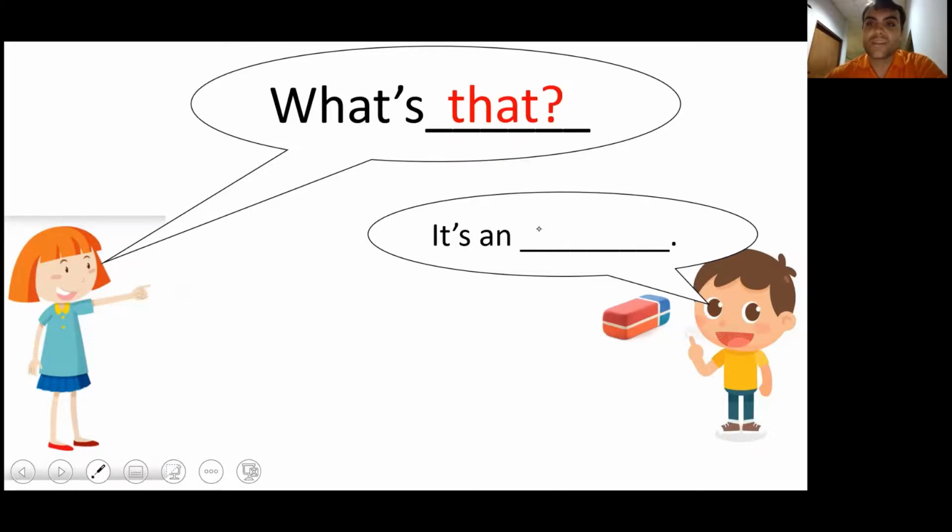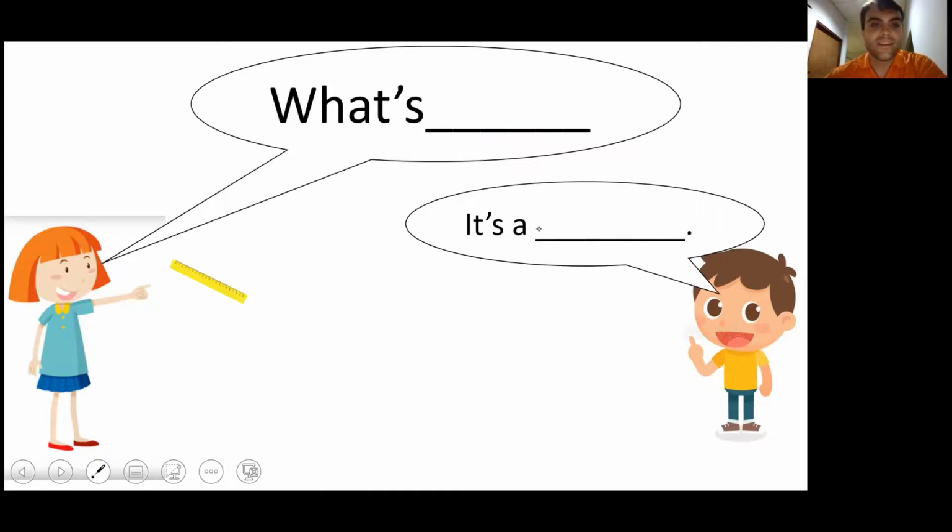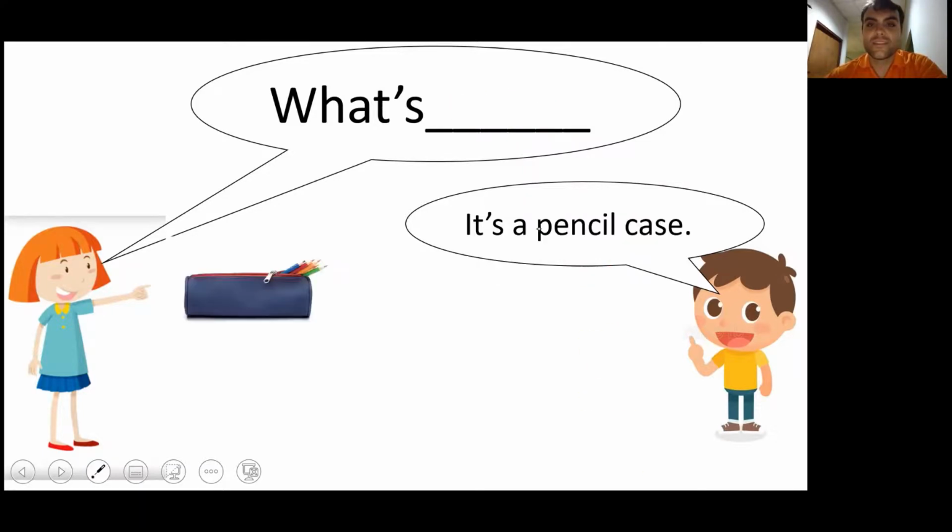Right, she says, what's that? And how does the boy answer? Right, he answers, it's an eraser. All right, what does she say now? She says, what's this? And then what does the boy say? He says, it's a ruler.